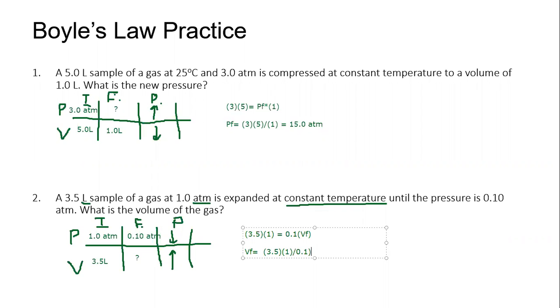Again, the 0.1 we have to move to the other side. We do that by division. And we get 35 liters. So the volume did increase when the pressure decreased.